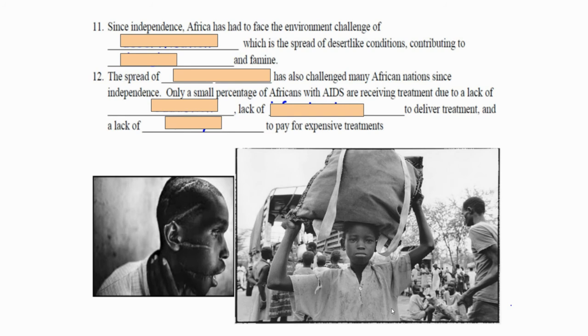Anyway, in number 11, since independence, Africa has faced a lot of environmental challenges. Desertification is occurring because of a lot of the issues with global warming. You have the spreading of desert like conditions contributing to things like droughts and famine. There's also the spread of HIV and AIDS that has challenged many African nations since independence.